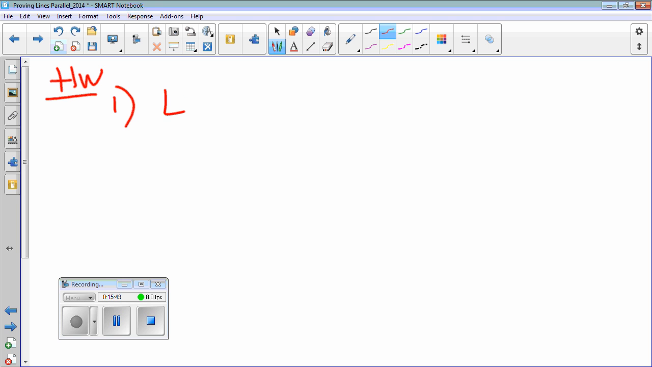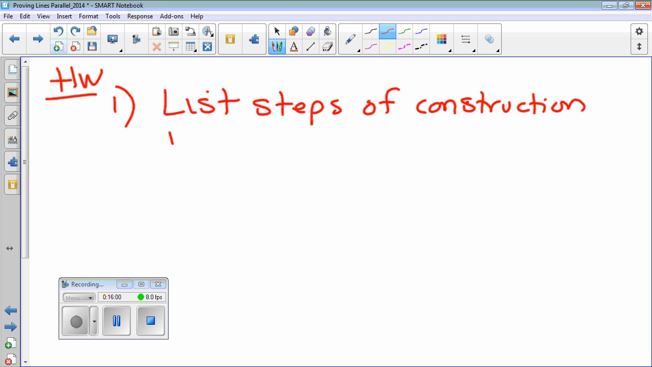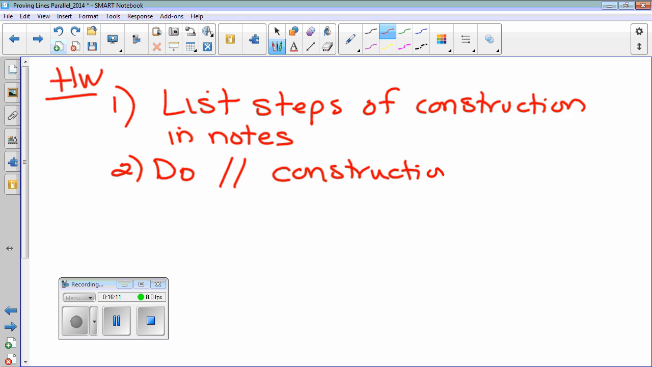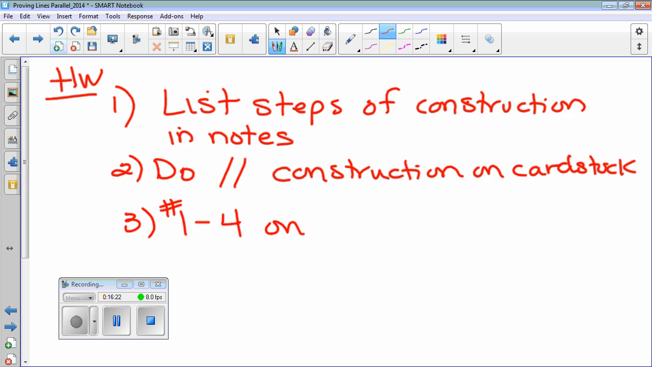I want you to list the steps of the construction in your notes. I want you to actually do the parallel line construction on the cardstock. And then I want you to finish filling out 1 through 4 on index cards. Finish filling those out. Okay?